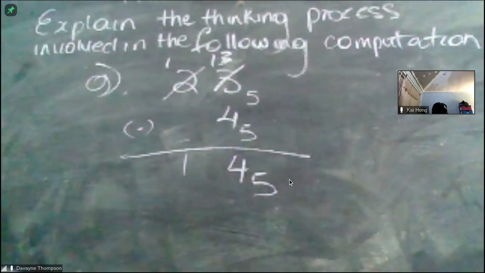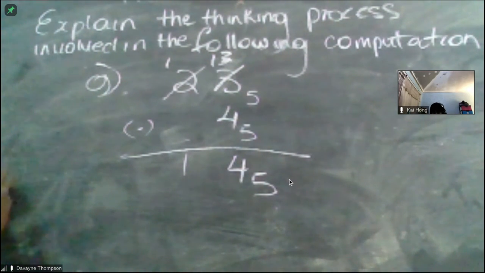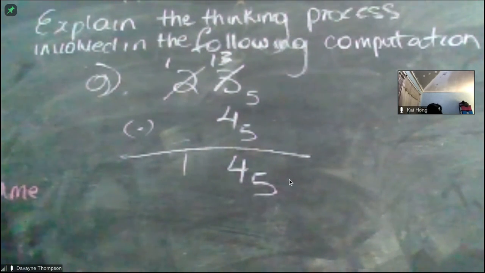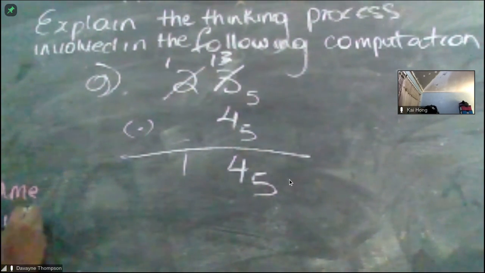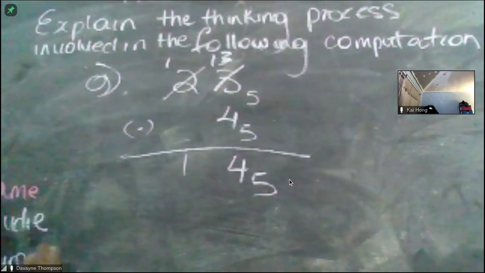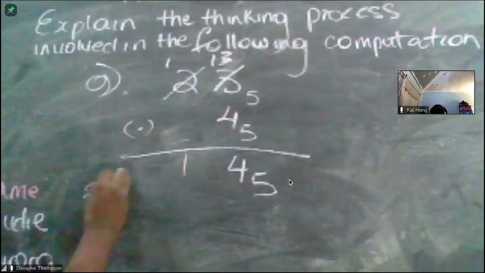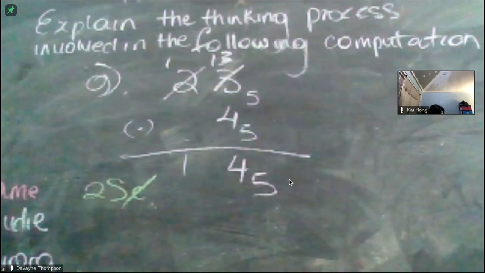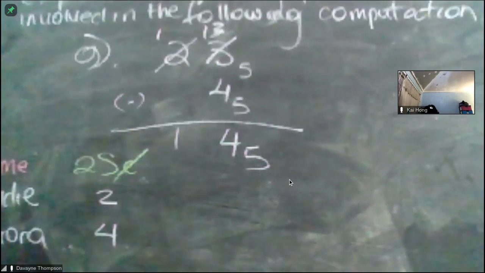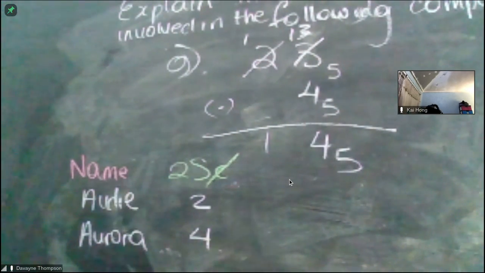It says, we have name, we have Audi, and we have Aurora, it's a lovely name, right? And they each spent some money, 2, 4. Let me turn the camera a little bit. This question should take you the entire weekend to do.